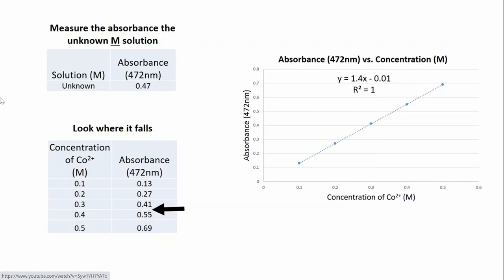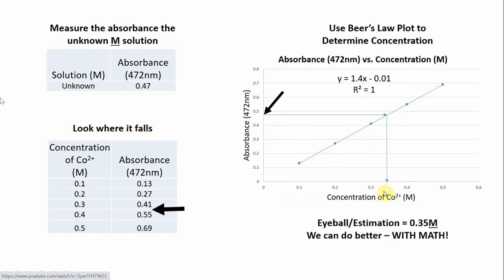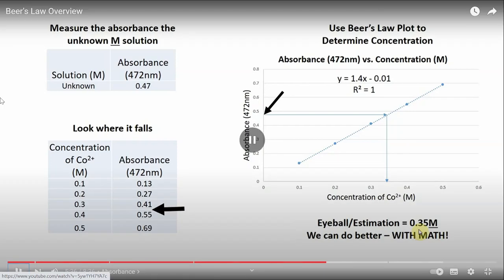We can also look at it here on the plot. We can find the absorbance on the y-axis, since that's where it lives. So 0.47 is about where that black arrow is. We can draw a horizontal line to where it intersects with that trend line, and we can drop it down to the x-axis, which is my concentration. And eyeballing that, we got a molarity of about 0.35. So that's maybe 0.35, maybe 0.34. It's hard to exactly tell, but that's what you're doing.